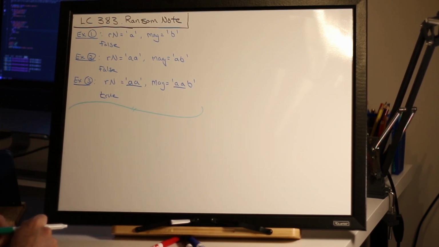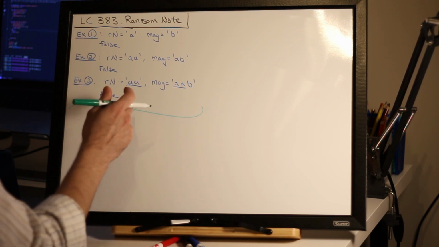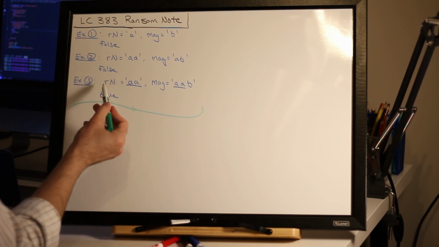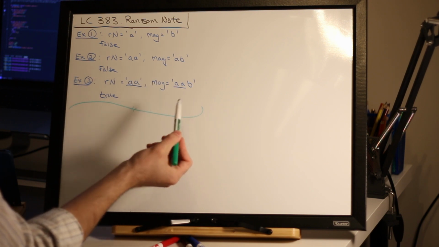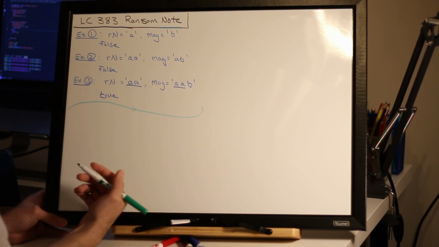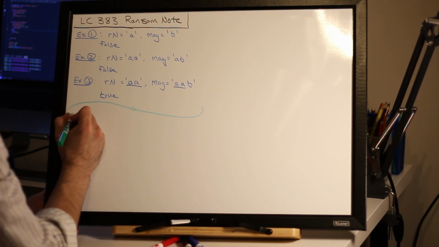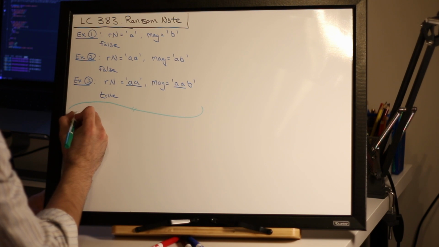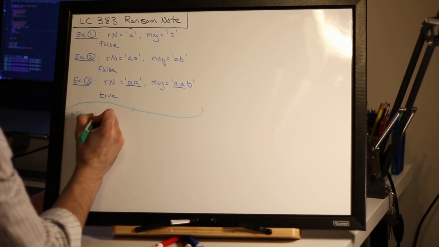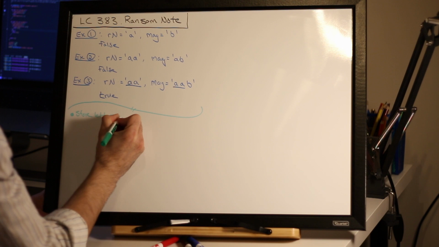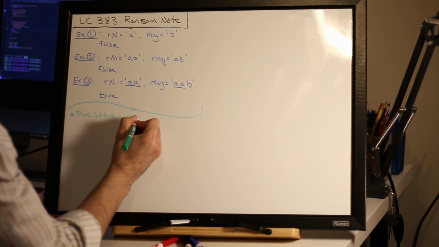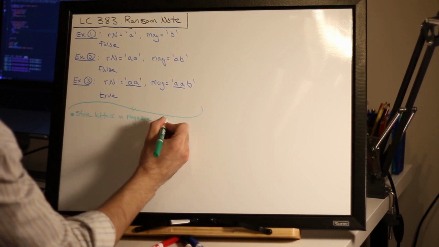Okay, so the next part of this is let's figure out how we're going to solve this, or create the algorithm to solve this. The first thing I would consider is, since we need to check if we can create ransom note from the letters in magazine, let's store the letters of magazine in some sort of data structure. In this case, we can use a hash map. So store letters in magazine in a hash map.